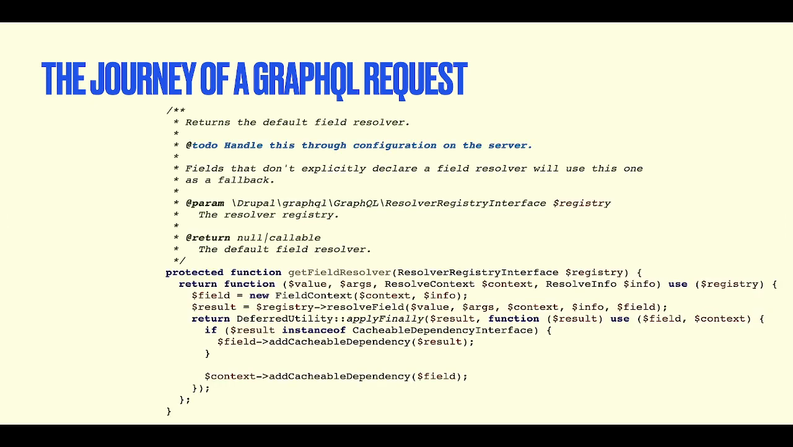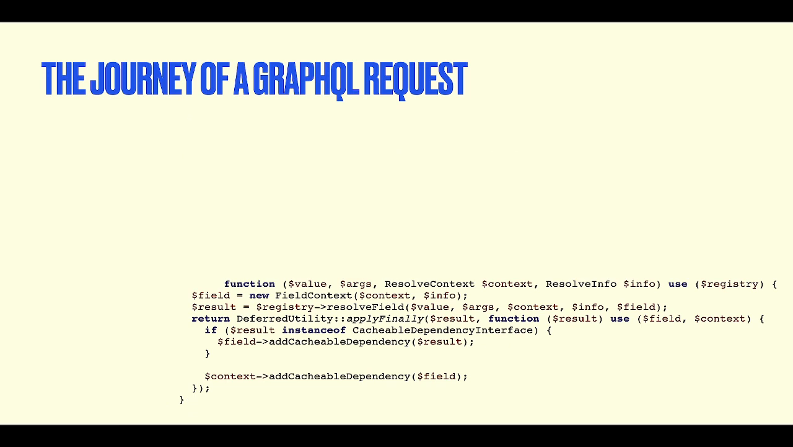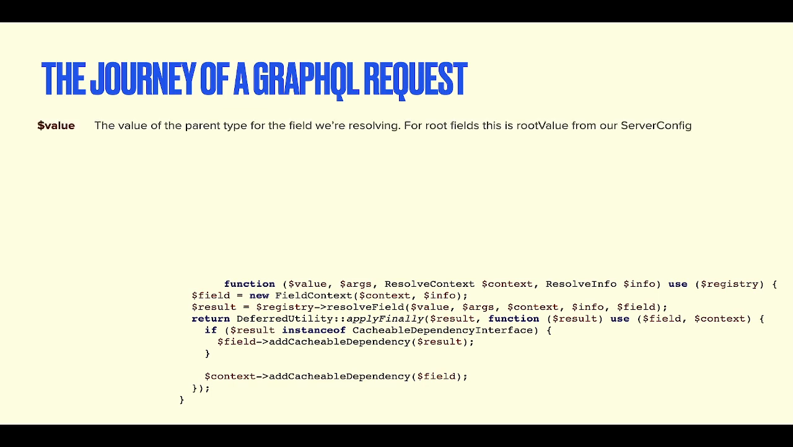This was provided by the GraphQL module. That resolve function was set when we called getFieldResolver. And this looks like a lot, but if I remove some of it, then we see that what it returns is actually a function that takes some input, and it makes use of this registry that we had before. We can look at the inputs.